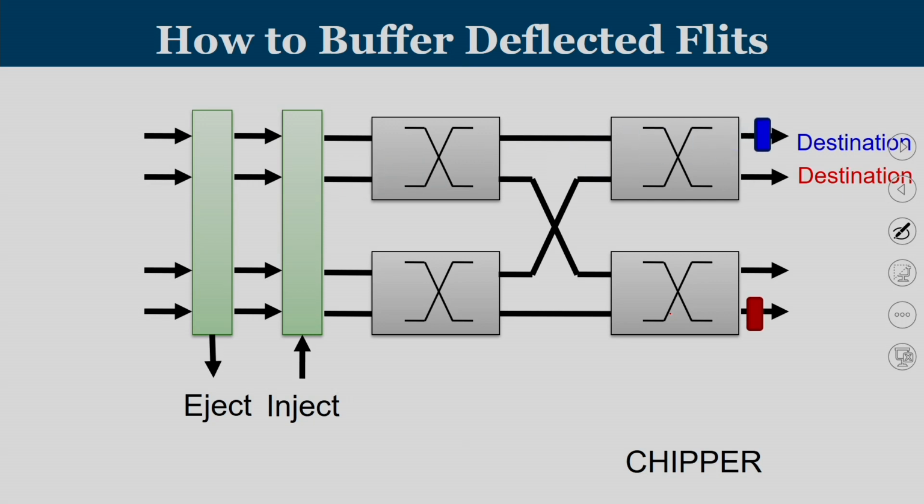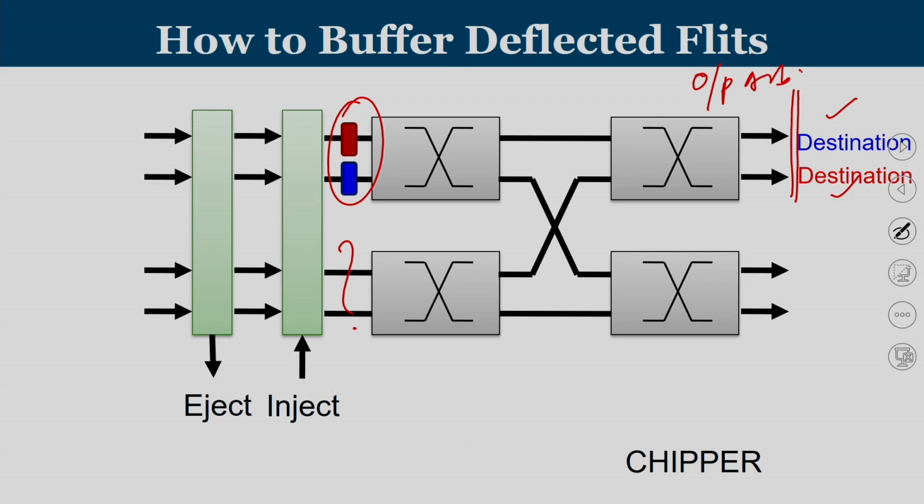So, in this case, since both of them wanted the same output port, we are not able to satisfy them. So, this is the scenario. You have two flits, there are no flits in the other two ports, and the destinations of this blue and red are connected to the same output arbiter. This is called the output arbiter.